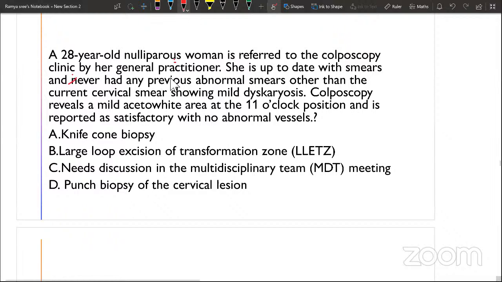Right. So with this question, a 28-year-old nulliparous, colposcopy shows she is having mild dyskaryosis. Mild dyskaryosis is equivalent to CIN1 or LSIL on pap smear. So that's why they did colposcopy. Colposcopy shows a mild acetowhite area at 11 o'clock, and it is satisfactory. Satisfactory means transformation zone is visible. So what should be your next step?